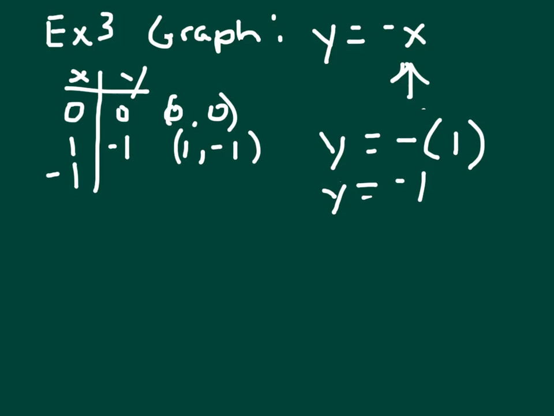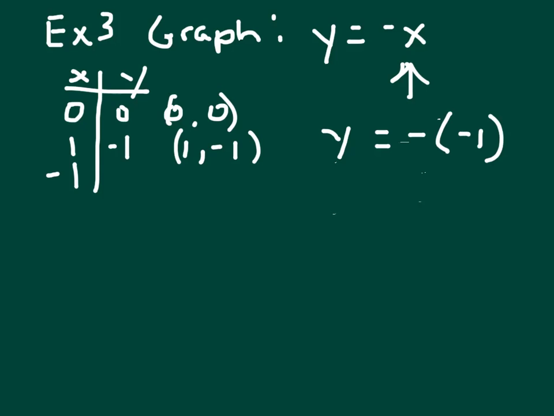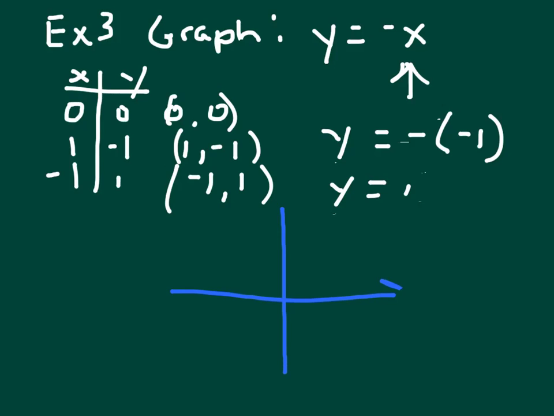Let's pick one more. I'll use a negative 1. So say I put a negative 1 now in for x. Okay, so what I'll have then is y is equal to the opposite of whatever x is, which is a negative 1. What's the opposite of a negative 1? Well, 1. So I have a negative 1, 1. Now we'll quickly graph this. X-axis and y-axis. I'm just going to go 3 all ways here, because I don't have real big numbers to graph.